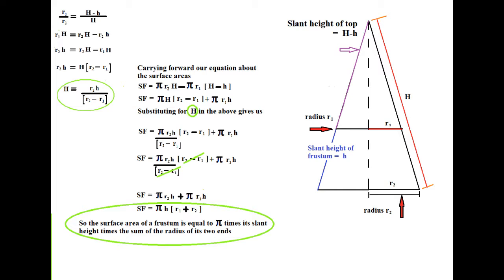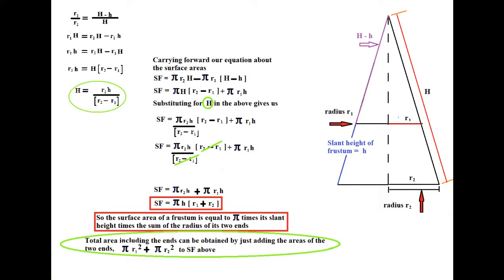So the surface area of the sides of a frustum is equal to pi times h times the sum of R1 plus R2. If we want to compute the surface area of the frustum, including the two ends, we simply add pi times R1 squared and pi times R2 squared to the above equation.